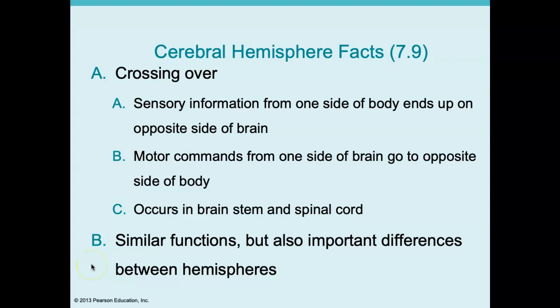There are some interesting things going on with our brain. Sensory information coming in on the left side of the body ends up on the opposite side of the brain. It crosses over the corpus callosum. Motor commands from one side of the brain go to the opposite side of the body, and this occurs in the brainstem and the spinal cord as well. Both hemispheres are similar, but there are some differences.